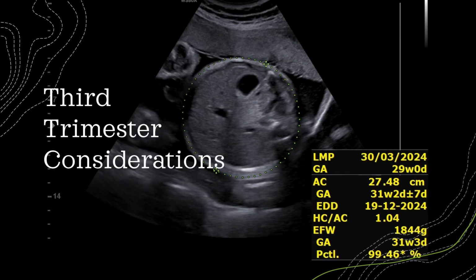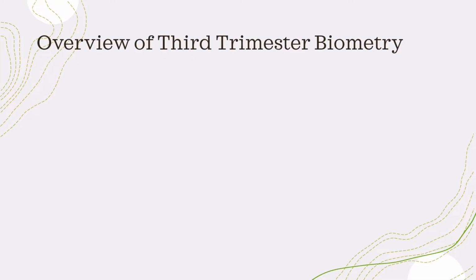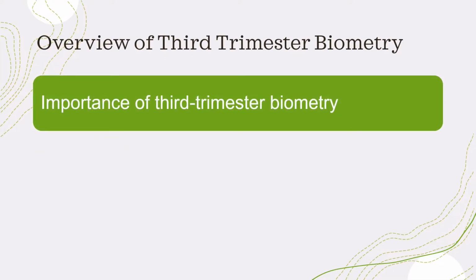In this lesson we will focus on the key fetal biometry measurements used in the third trimester to assess fetal growth and development. In the third trimester, accurate fetal biometry is essential for monitoring fetal growth and detecting abnormalities such as intrauterine growth restriction or macrosomia.